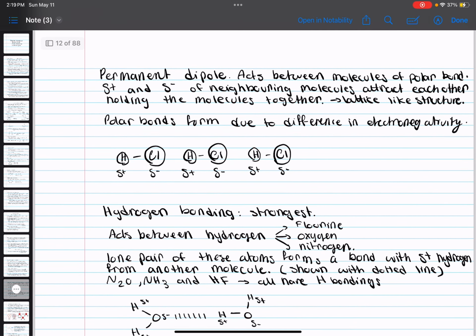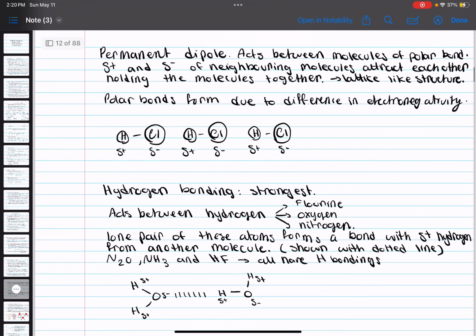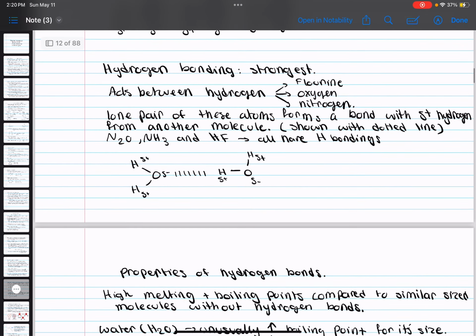So permanent dipole forces act between molecules with a polar bond. We have delta positive and delta negative of neighboring molecules attracting each other, holding the molecules together, forming a lattice-like structure. Polar bonds form due to the difference in electronegativity, like Cl is delta negative and H is delta positive, because they are very different in electronegativity. Hydrogen bonding is the strongest one. It acts between hydrogen and fluorine, oxygen, or nitrogen, and the lone pair of these atoms forms a bond with the delta positive of a hydrogen atom from another molecule, shown with a dotted line in the diagram.